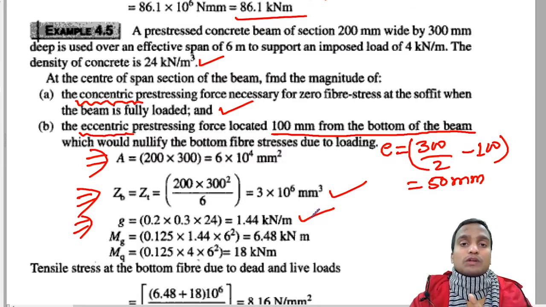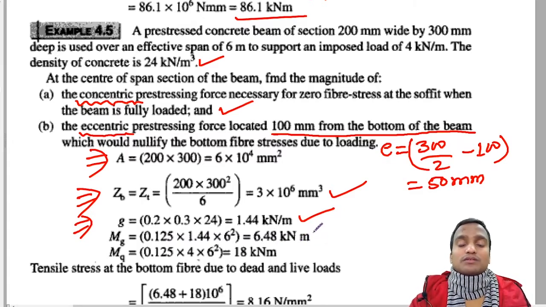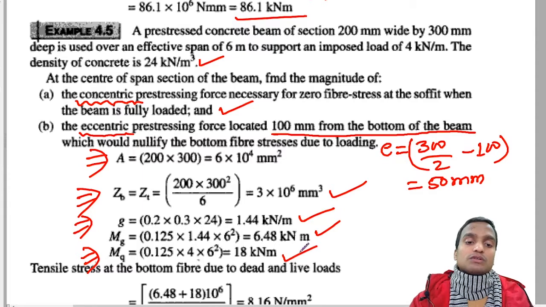This is 1.44 kilonewton per meter, and the bending moment at the center due to this UDL will be equal to 1 by 8 WL square, and W is 1.44, 1 by 8 is written here as 0.125, span length is 6 meter. So the moment at the center due to self weight is 6.48 kilonewton meter. Similarly, moment due to the live load is coming as 1 by 8, 0.125 into live load 4 kilonewton per meter into L square, L is 6 meter. So this is also calculated.